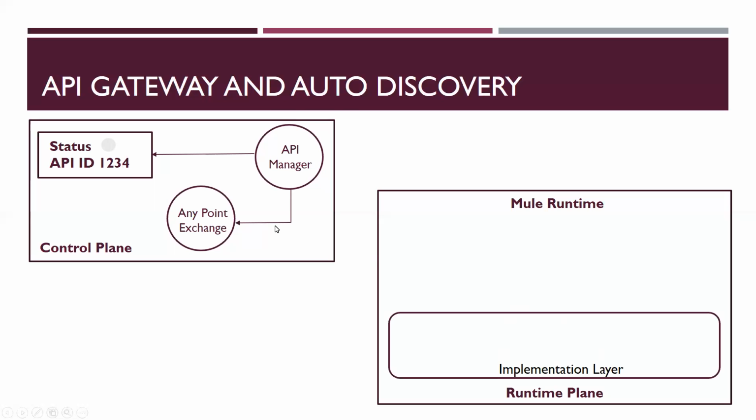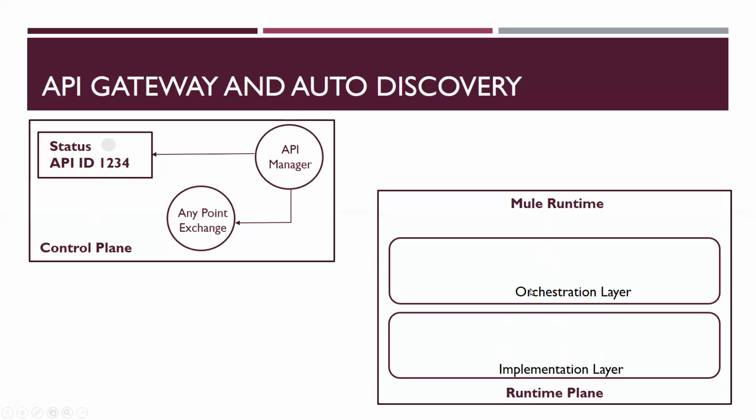Okay, so now the Mule runtime. This is part of the control plane, and now I'm going to discuss the Mule runtime. We have an implementation layer and an orchestration layer. In the implementation layer is the actual code that we develop and deploy. Let's suppose you are deploying some code in CloudHub or on an on-prem server. Whatever actual business logic is running is in the implementation layer.